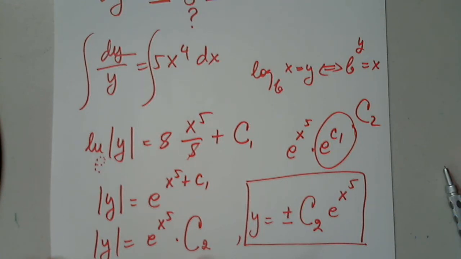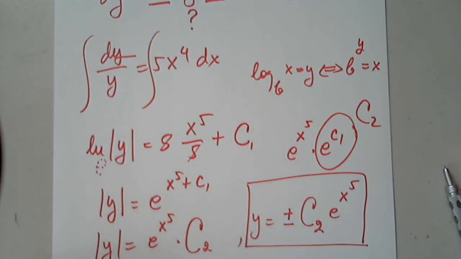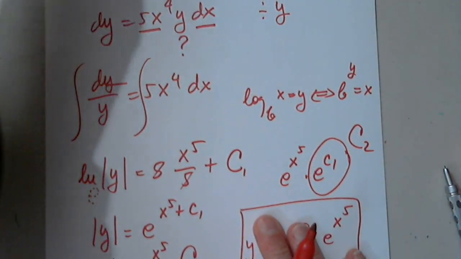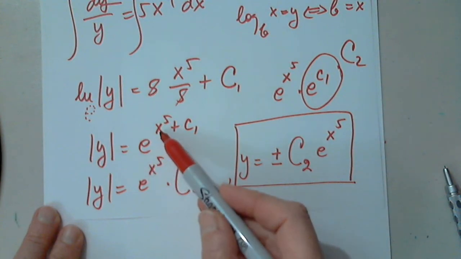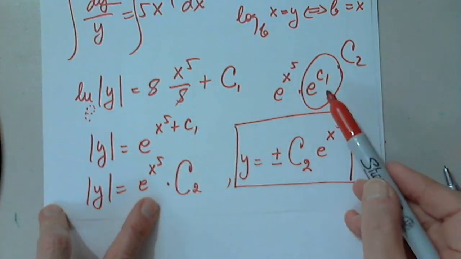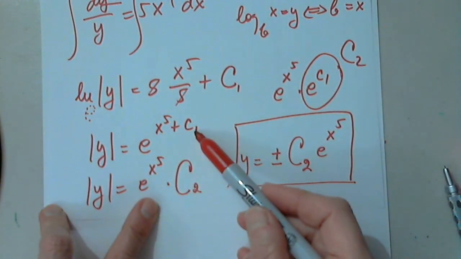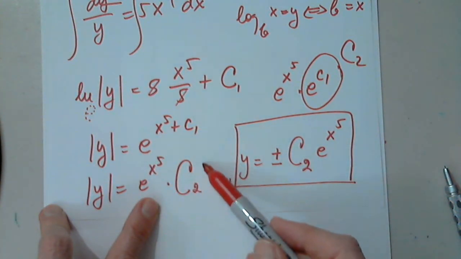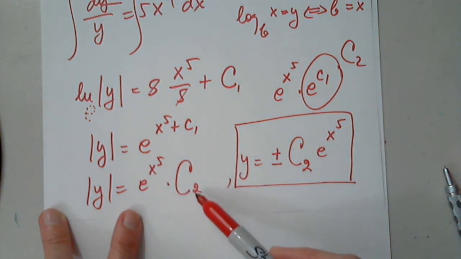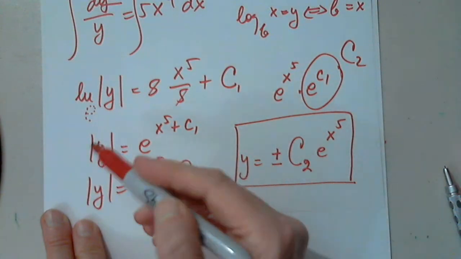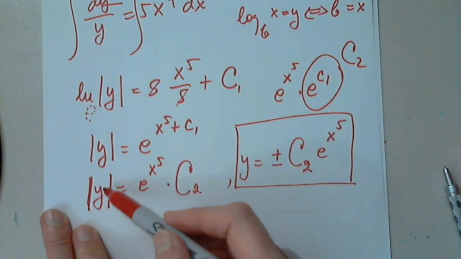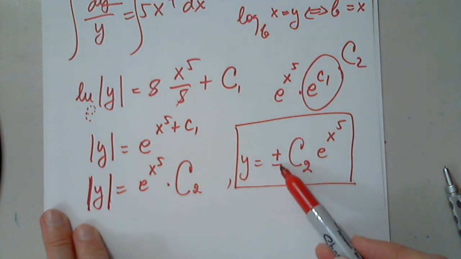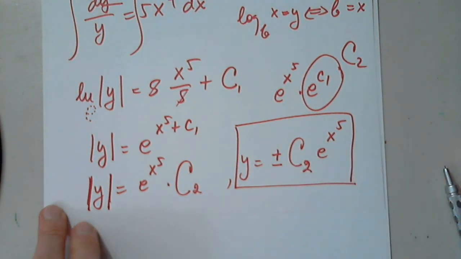That's the part that I was confused on. Oh, sorry about that. So we had the same step. Thank you for saying that. So e to x to the 5th times e to c1. E to c1, e is a constant, c1 is a constant. I'm going to call it c2. So then the absolute value changes into plus or minus. The absolute value guarantees the plus or minus. c2 e to x to the 5th.